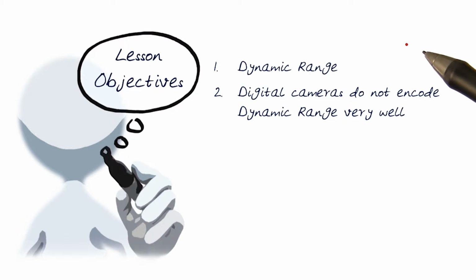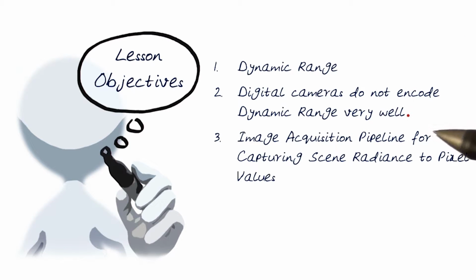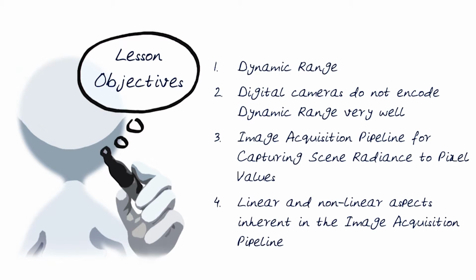specifically talking about digital cameras and how they encode information or do not encode the information of dynamic range of an image. We will talk about the image acquisition pipeline, which is aimed at capturing the scene brightness, the scene radiance, and basically converting them to pixel values. And of course, those are the pixel values we can do various types of mathematics on to generate newer types of images. We will look at the variety of linear and nonlinear aspects that are inherent in an image acquisition pipeline that will allow us to start thinking about what kind of mapping we want to model and build upon.